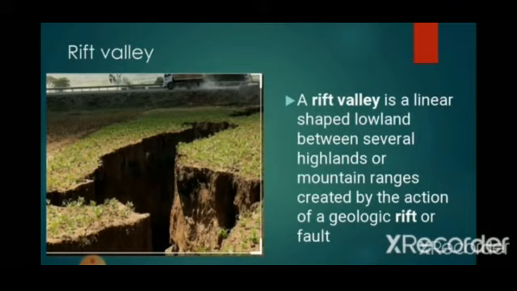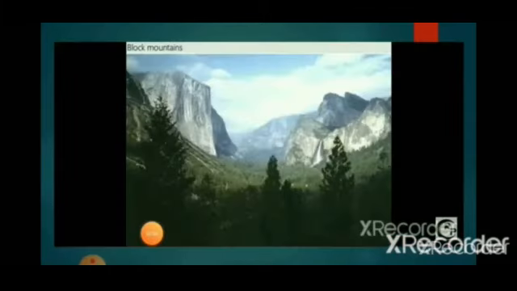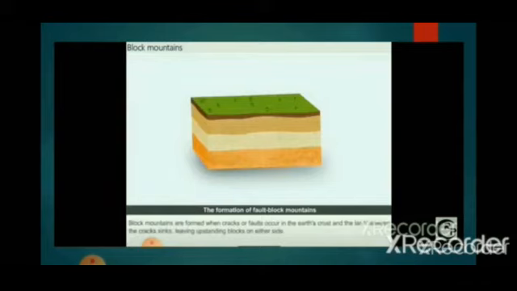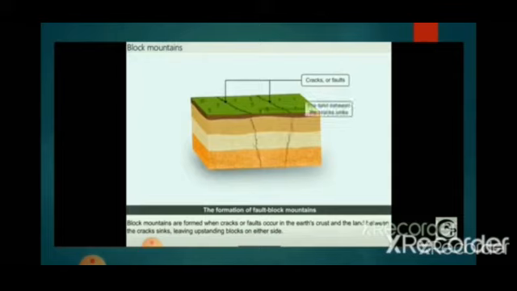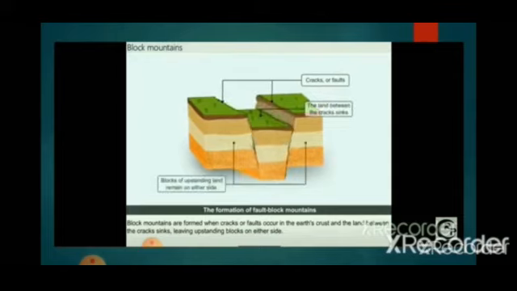Now let's see a video of Block Mountain and how it is formed and the related things. You can see Block Mountain here. Block mountains are formed when cracks or faults occur in the earth's crust and the land between the cracks sinks, leaving upstanding blocks on either side. Block mountains are also known as fault block mountains.